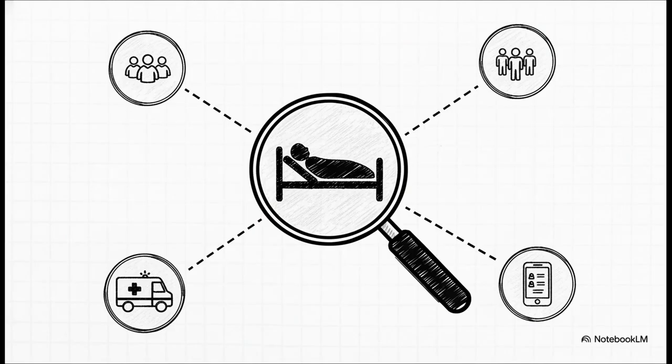But wait. How do you get a history from a patient who can't talk to you? Well, you become a detective. You have to find your sources. You talk to family members, any bystanders who were there, and definitely the EMS crew who brought them in.